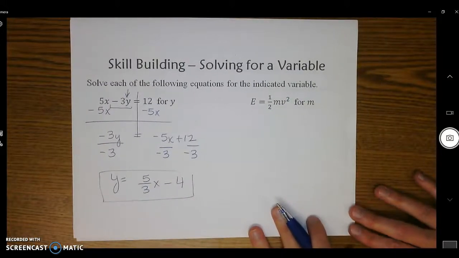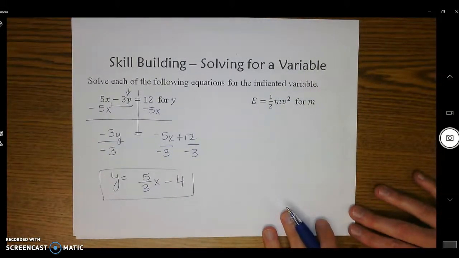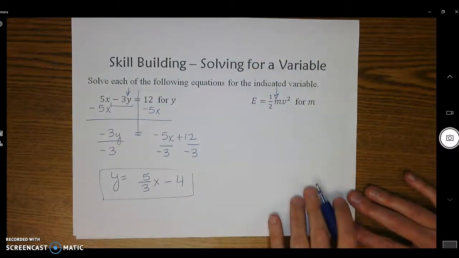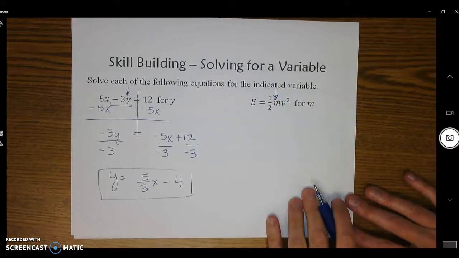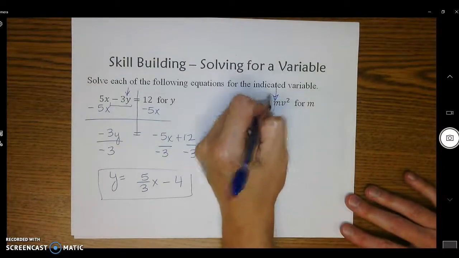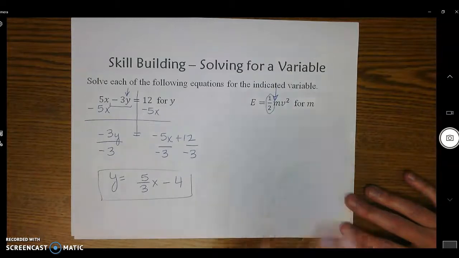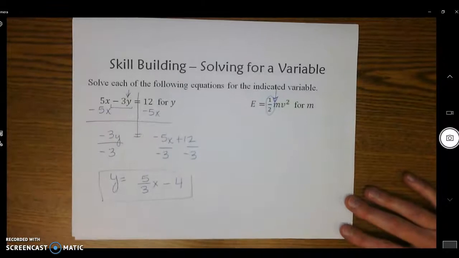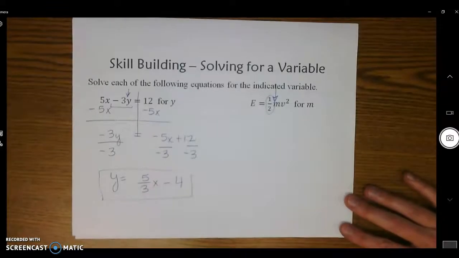All right, the next one. E equals 1/2 times mv squared. Probably sounds like some sort of physics or physical science thing. Anyways, our job is just to get the m by itself. So the first thing I'm going to get rid of is the 1/2. It is being multiplied, so you can divide by 1/2, which is the same as multiplying by 2.